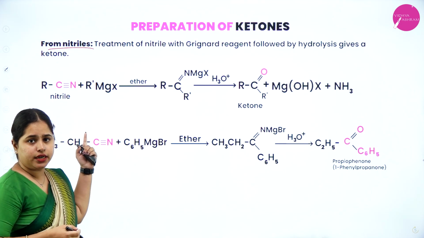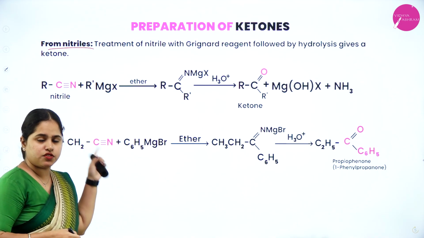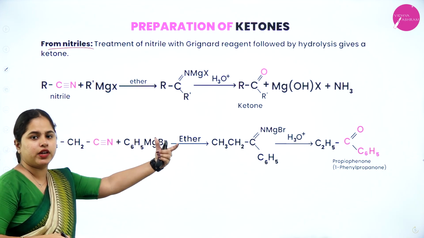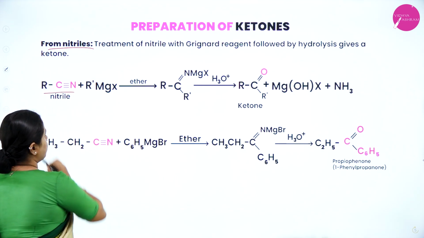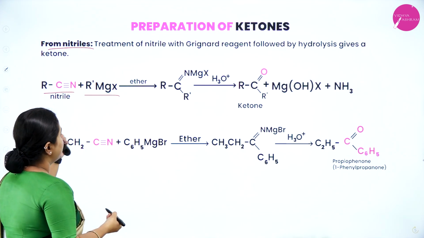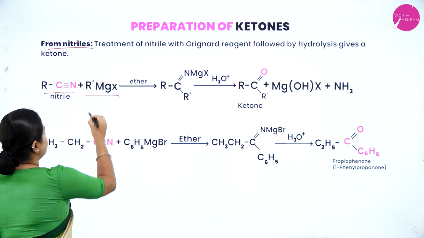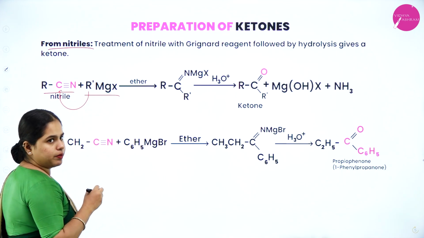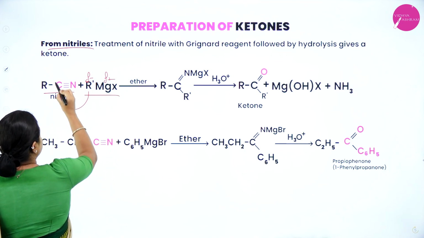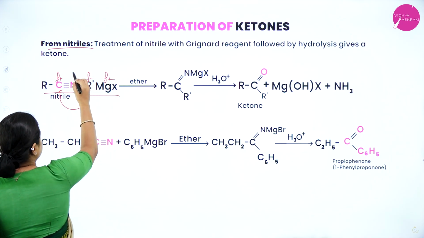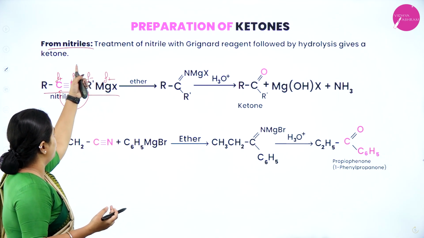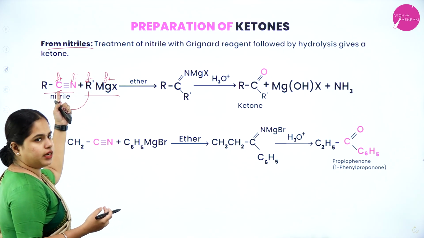The nitrile RC triple bond N reacts with R dash MgX, which is Grignard reagent, to form an intermediate complex, which on further hydrolysis will give you the ketone. So let us see, RC triple bond N stands for the nitrile, which is going to react with R dash MgX, which is Grignard reagent. In presence of ether, what is going to happen here? The alkyl group is going to attach to the carbon because alkyl is partially negatively charged and MgX will have partial positive charge. Here also carbon will have the partial positive charge, and nitrogen is going to have the partial negative charge because nitrogen is more electronegative. So what happens? MgX is going to attack the nitrogen and R will be attached to the carbon.